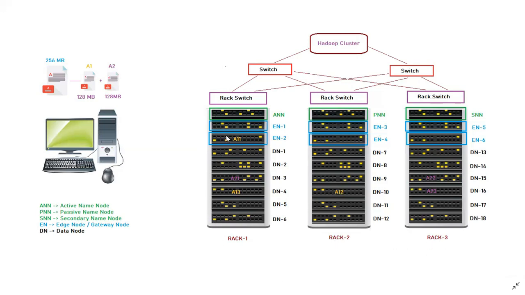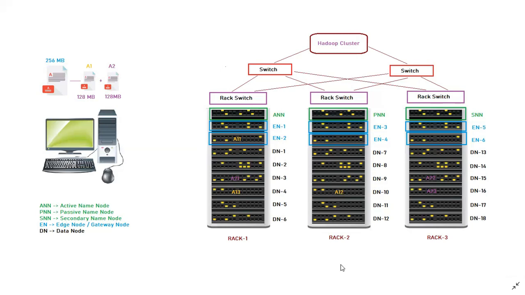Now this is only for your information purpose. I'm not referring to any particular cluster now. This is part of a Hadoop cluster; you can assume it like that. In each rack I have 6 data nodes and 2 edge nodes. EN means edge node. DN means data node. ANN means active name node. PNN means passive name node. SNN means secondary name node.